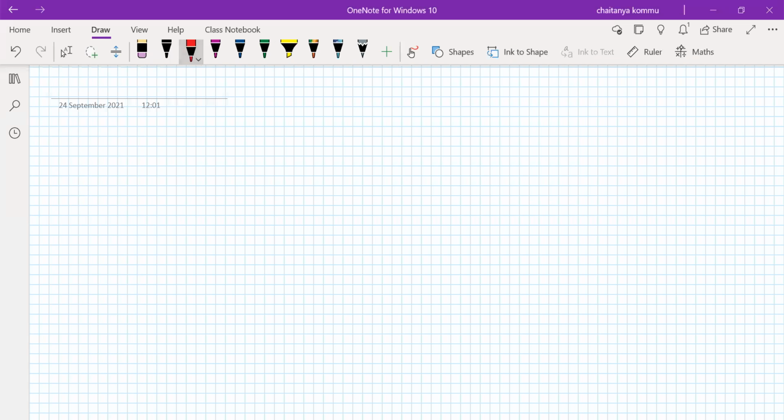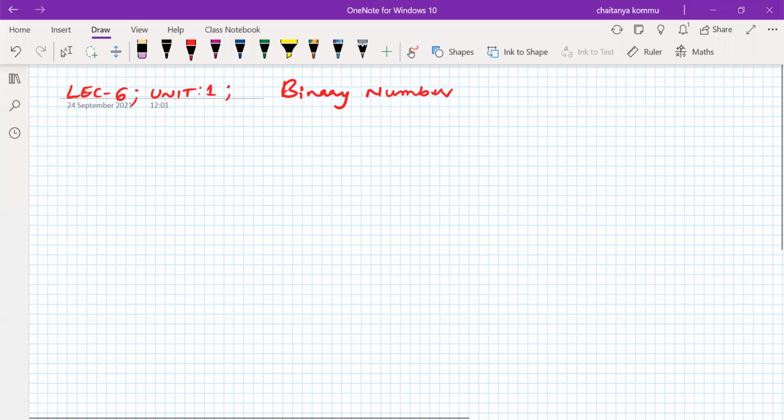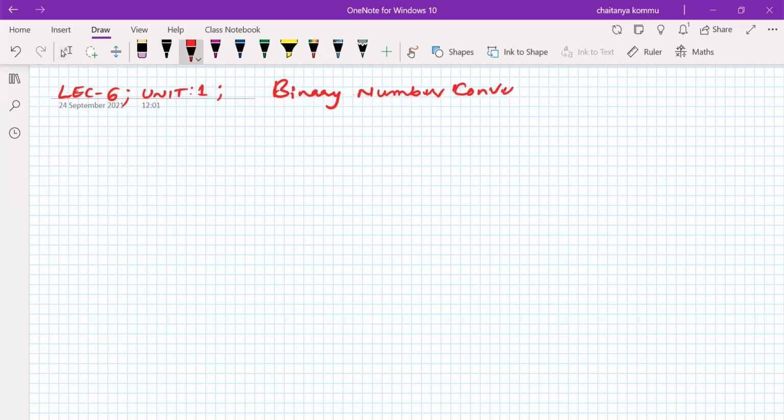Let us recapitulate what we have seen in the previous class. It is lecture number 6 in unit number 1. Okay, so we have been discussing binary number conversions.